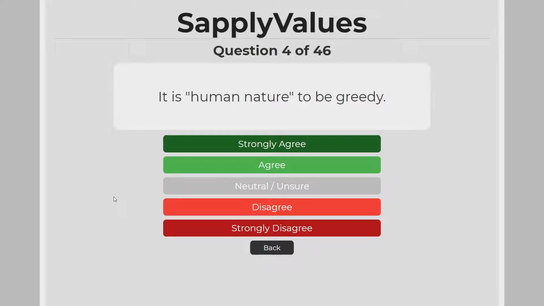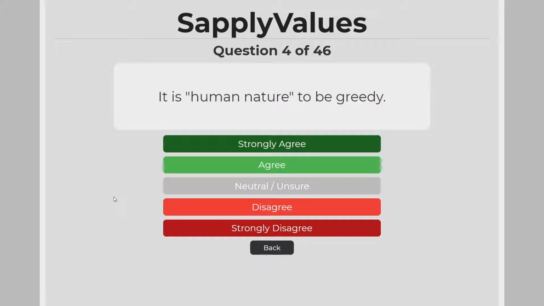I would agree with this to an extent. I wouldn't strongly agree, but I probably would agree with this just based on the sole fact that I think we're kind of physiologically tuned, or psychologically tuned, in a way where we're supposed to care about our own needs.